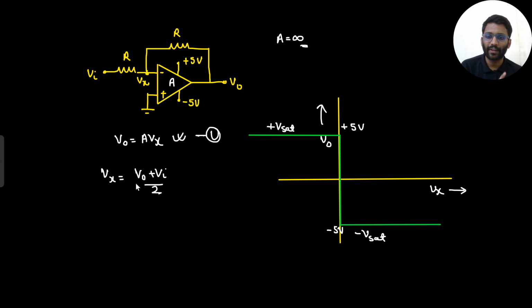So from here we need to find the relation between V naught and Vx. So what can we write? V naught is equal to 2Vx minus V in. This is equation 2. V naught equals 2Vx minus V in. Now I am putting the value of V in one by one.